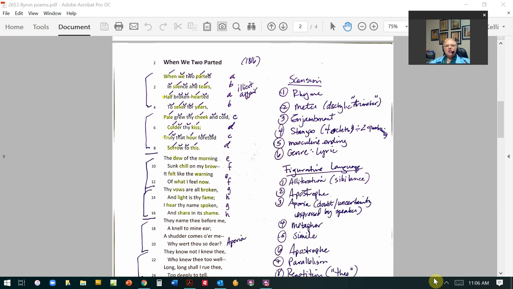So let's look at just the scansion. So our rhyme, you can see I've marked it for you, A, B, A, B, C, D, C, D.